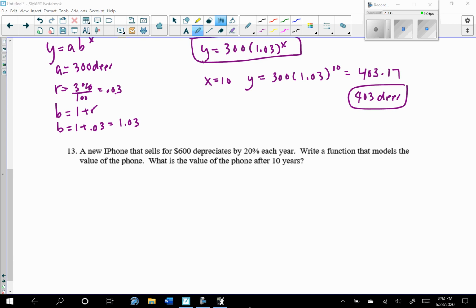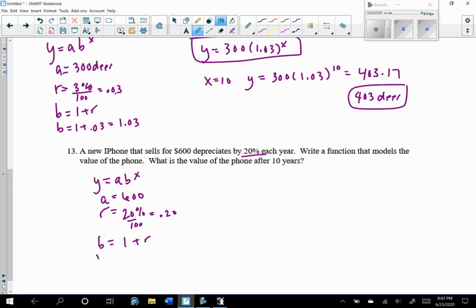So for this one, it says a new iPhone that sells for $600 depreciates by 20% each year. Write a function that models this, and then what's the value after 10 years? So y equals ab to the power of x. A is equal to 600. R is equal to 20%. B, sorry, R, not B, it's R. It's percent, your rate. So divide that by 100, and that is equal to 0.20. So b is equal to 1 plus r.